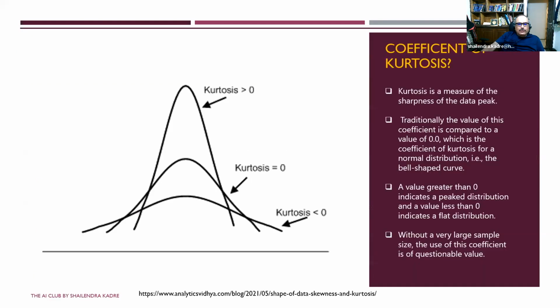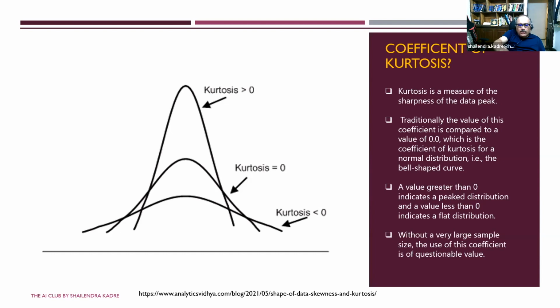Okay. So now you see the field. This middle curve is kurtosis equal to 0. If it is positive, kurtosis is greater than 0. And if it is a flat curve, kurtosis is less than 0, negative kurtosis. Kurtosis equal to 0 means it's a normal. Kurtosis greater than 0 means the peak will be higher, a more sharp curve.